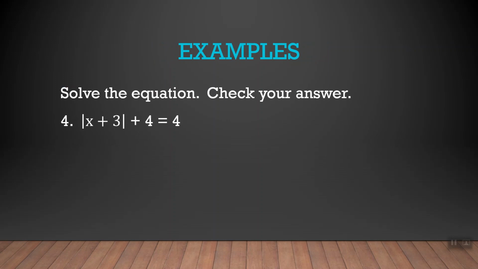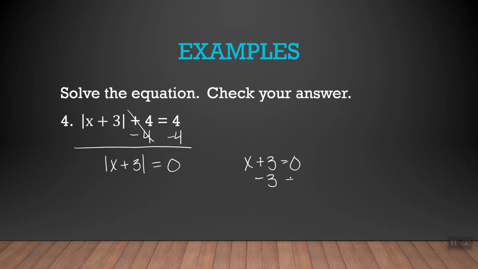So I have the absolute value of x plus 3, plus 4 equals 4. So my absolute value is not isolated. The first thing I need to do is subtract 4 from both sides. I have to isolate the absolute value. That gives me the absolute value of x plus 3 equals 0. Here you can see now I don't have two equations to write because 0 is not positive or negative, so I just write x plus 3 equals 0, and I go ahead and solve the equation by subtracting 3 from both sides, and I get x equals -3.